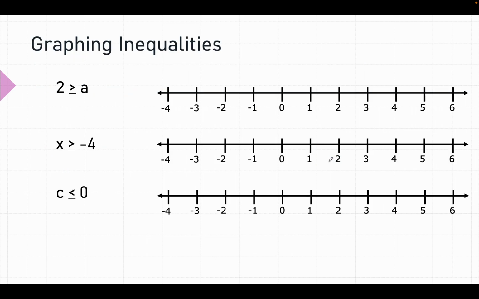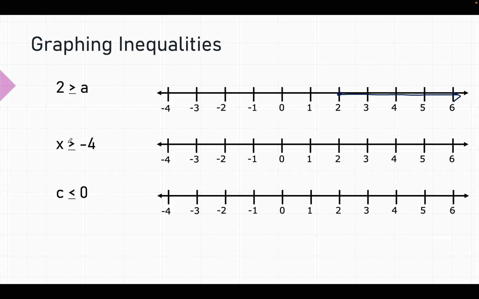Let's graph some inequalities now. Here I'm given this inequality: 2 is greater than or equal to a. So let's find the 2. Since it includes 2, I'm going to put a dark circle on my graph. That means all of the numbers that are 2 or greater. All of those are potential solutions to this inequality.